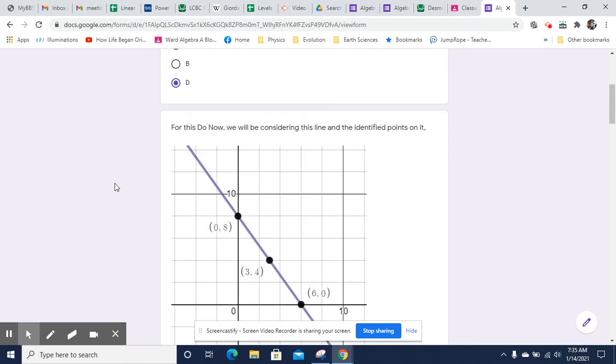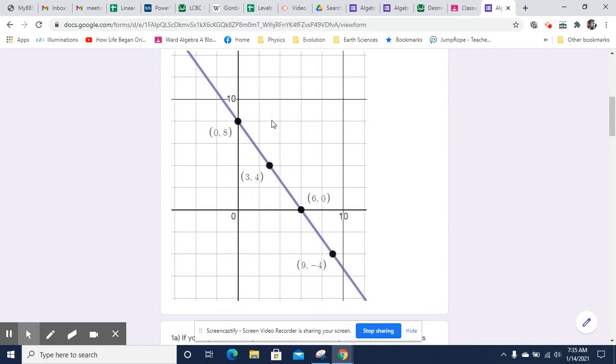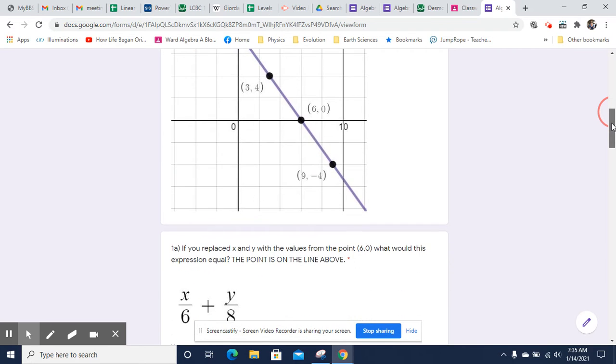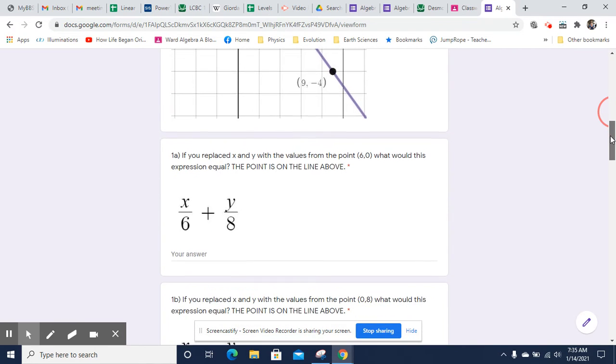And we are going to be considering this line, and I've identified 4 points on the line. I've got (0, 8), (3, 4), (6, 0), and (9, -4). You might have noticed that (6, 0) is the x-intercept and (0, 8) is the y-intercept. If you've already done level 5C, you probably know where this is going. But let's take a look here.